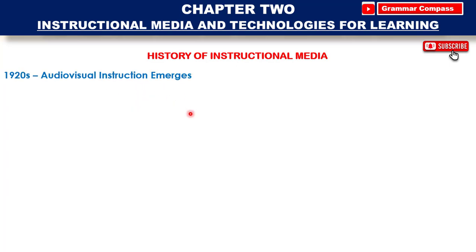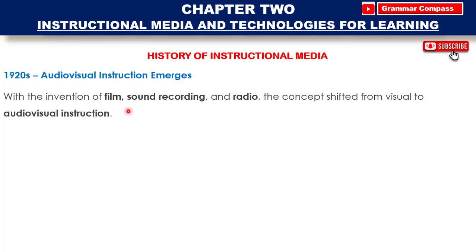Let us move on and talk about what happened in the 1920s. In the 1920s, audiovisual instruction emerged. This was a very exciting moment because education started to get a sound upgrade. With the invention of film, sound recording, and radio, the concept shifted from visual to audiovisual instruction in the 1920s. This was the era when technology began talking, literally, thanks to the inventions we have mentioned here. So education evolved from just being visual to adding audio elements to it.